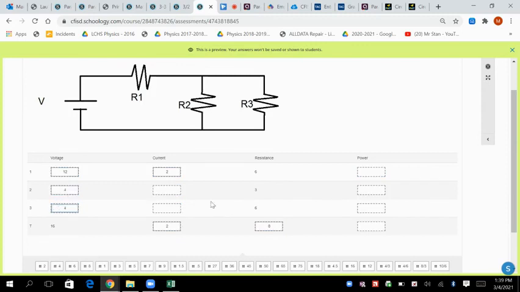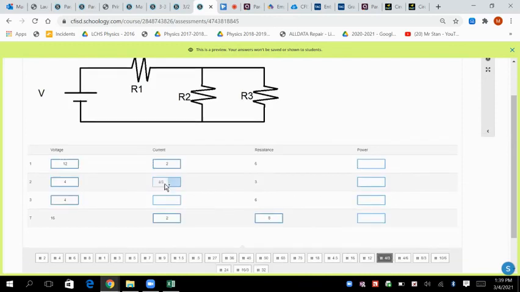Okay. So current times resistance equals voltage. So something times 3 is equal to 4, right? And that would be 4/3. And then 4 equals something times 6, 4/6. And then you just multiply these together to get the power over here. So 12 times 2 is 24.